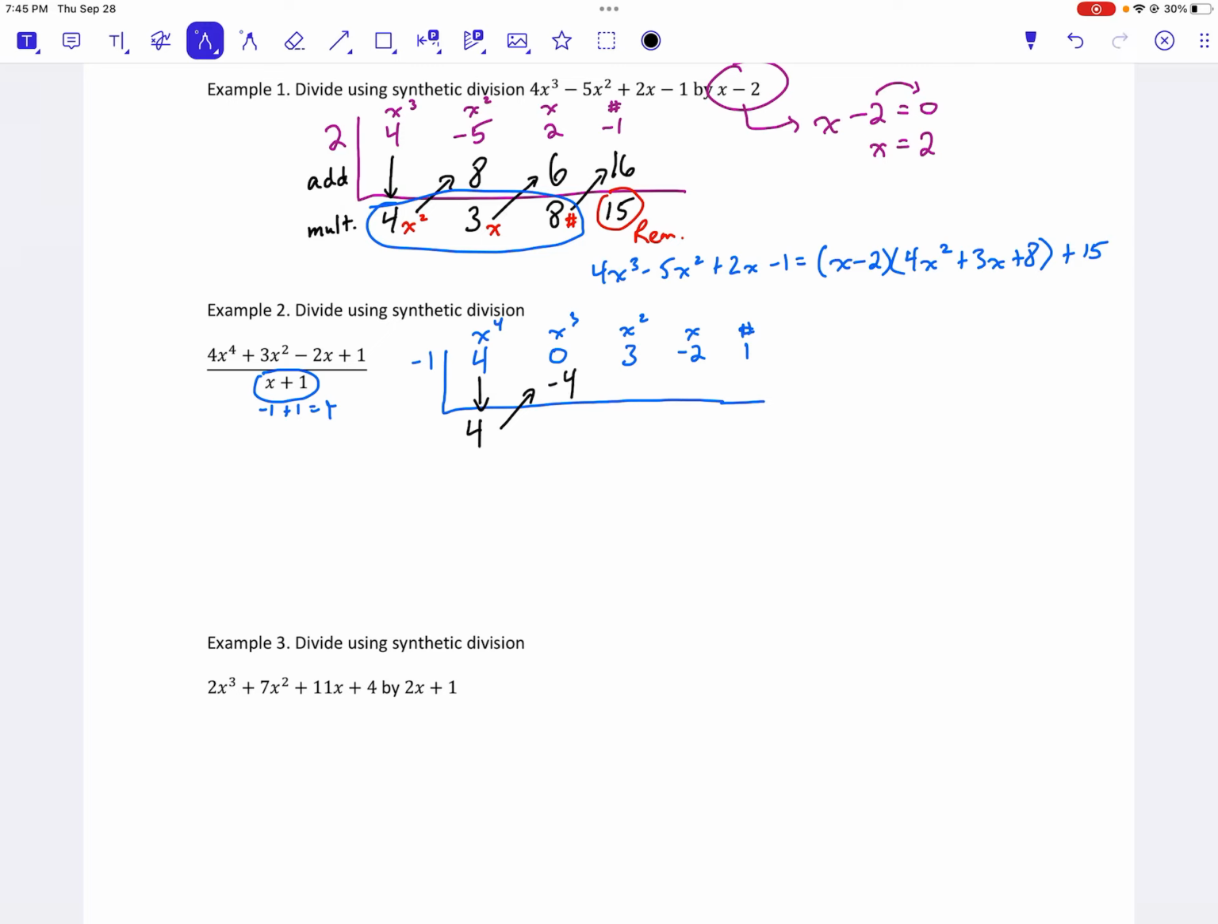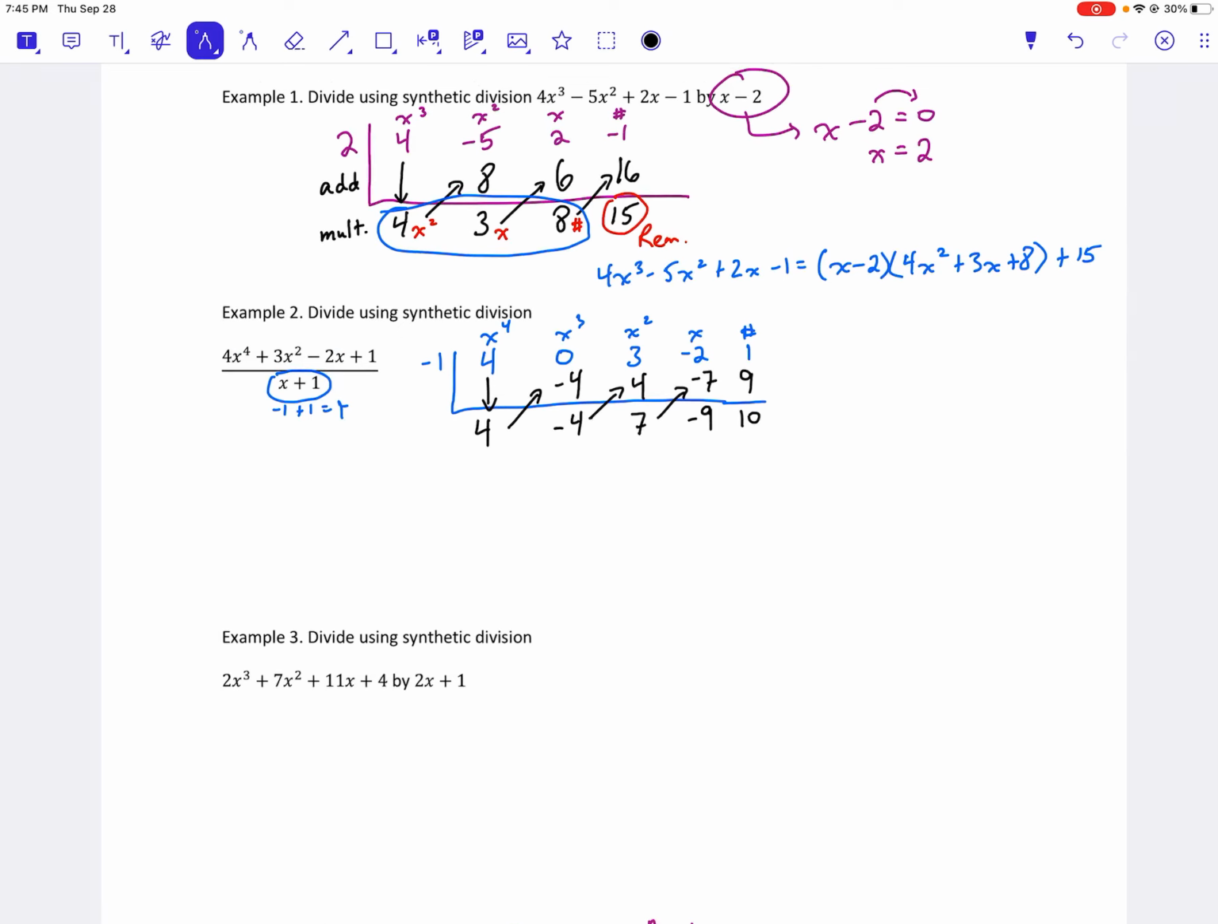4 times negative 1 is negative 4. 0 plus negative 4 is negative 4. In order to get this to rise to the top, we do negative 1 again, this negative 1 times negative 4, which gives us 4. Add down, we get 7. Multiply to get up, you get negative 7. We got negative 9 when we add down. Multiply by negative 1 to get it to the top again, we got 9. And at the bottom, we get 10 when we add that up.